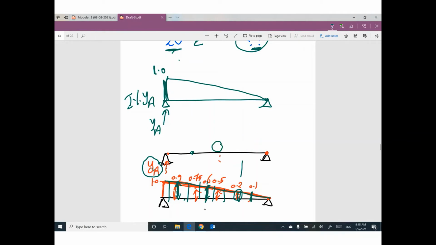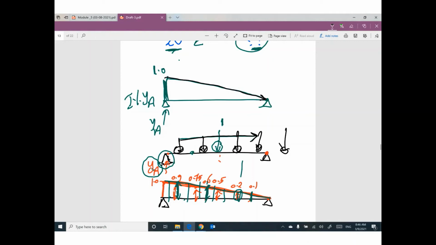Guys, if you have a unit load like this, and this unit load is moving from this side to the other side, what do you think? The effect of this unit load on this reaction, increasing or decreasing? So the unit load was here, after a second was here, after another second is here, after another second outside the bridge. What do you think? The effect of this moving load on reaction YA, increasing or decreasing? I think decreasing.